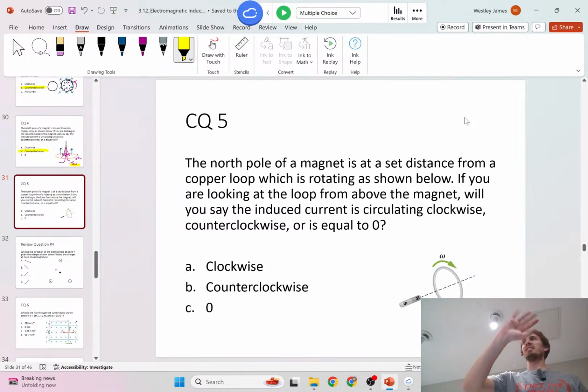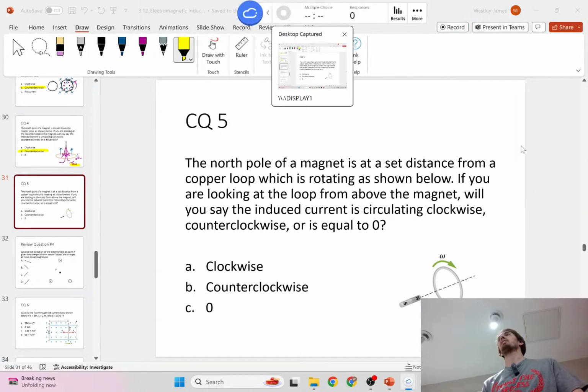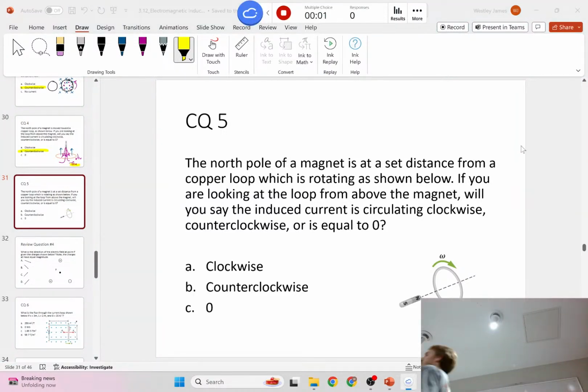The magnet is stationary. Which way will current be induced? Will it be clockwise, counterclockwise, or will there be no current induced? So, go through the steps. Am I gaining magnetic field lines, losing magnetic field lines, or not changing magnetic field lines? If there is a change, counteract it, make a current that makes that happen.